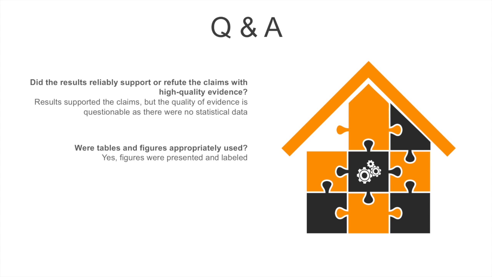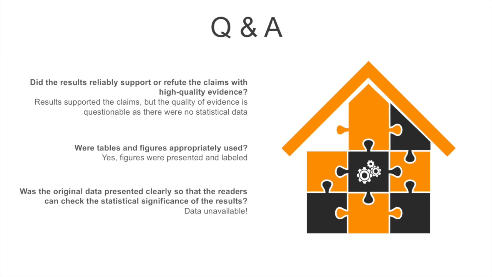Were tables and figures appropriately used? Yes, there were representative figures. Was the original data presented clearly so that the readers can check the statistical significance of the results? Again, data not available. In order to achieve statistical significance, you need to do a t-test. For this article, if I want to suggest an improvement tactic, it is to provide a t-test for two independent variables, where we will be able to estimate the variance, estimate the mean difference between the two groups, and calculate the p-value.